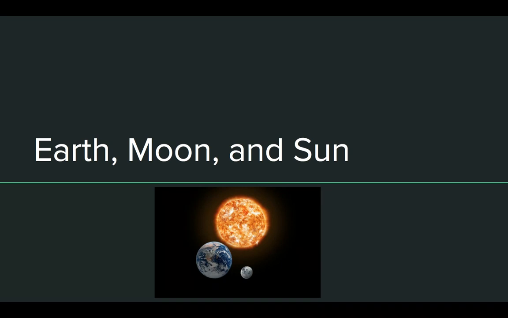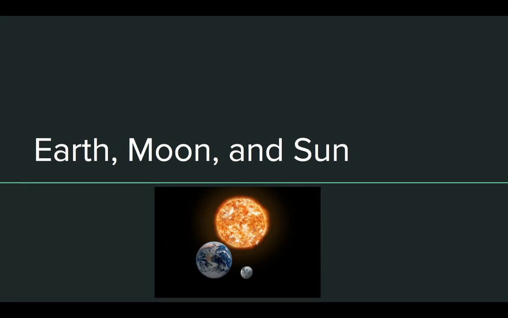This unit is called Earth, Moon, and Sun. I found this picture on Google and I really like it because of the size and the scale of the moon to the earth and the earth to the sun. Everything is in proportion, about the size it should be if it were scaled down in a picture. We know that the sun is the biggest object in our solar system, and because of that, everything else orbits around it.